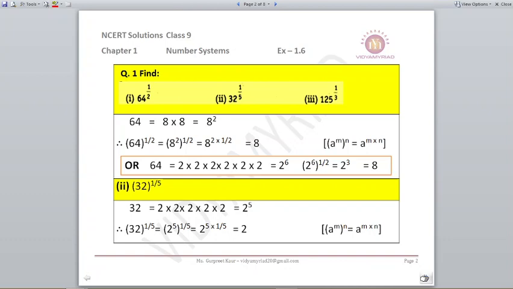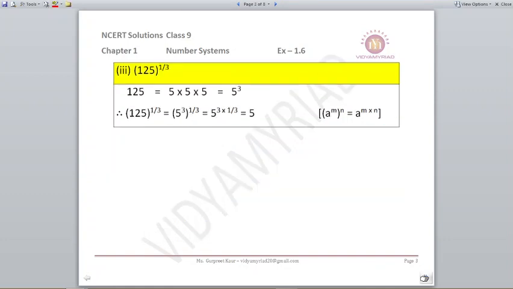Second part, 32 raised to power 1 by 5. Now 32 can be simplified as 2 multiplied 5 times, so 2 raised to power 5 it is. So 32 can be rewritten as 2 raised to power 5, which is multiplied by 1 by 5, which is equal to 2 raised to power 1, that is 2.